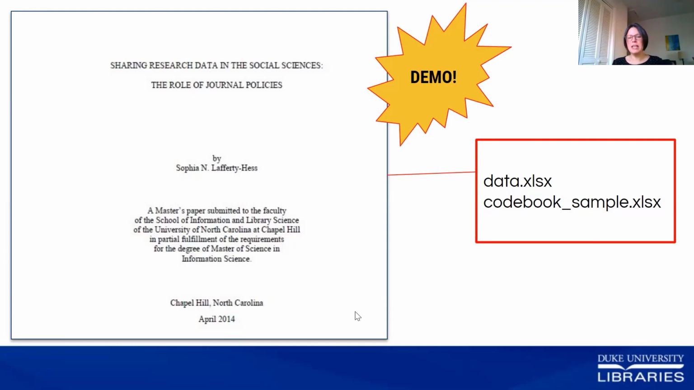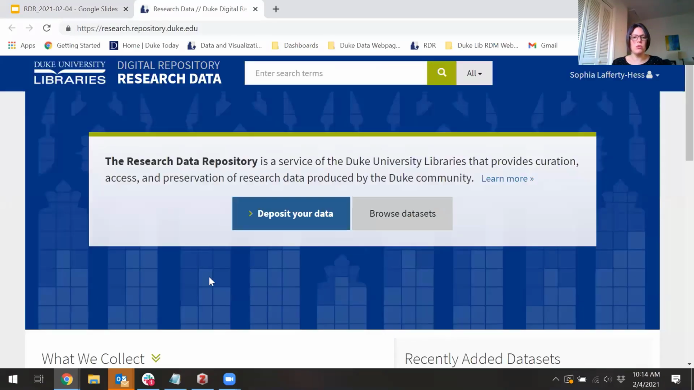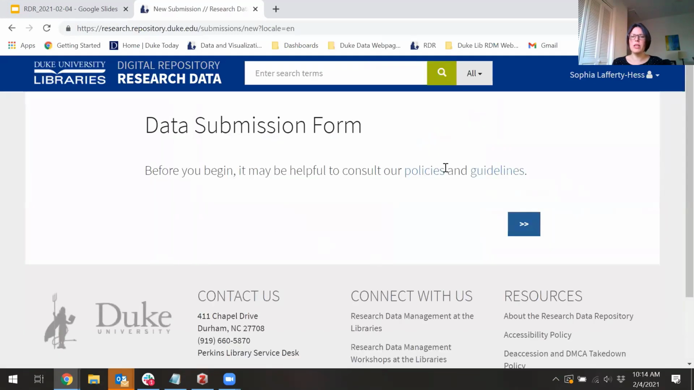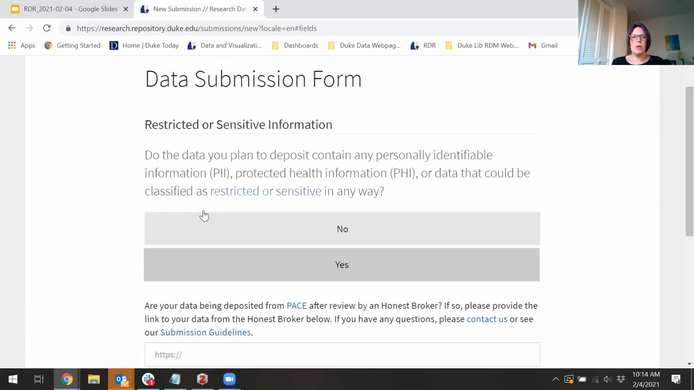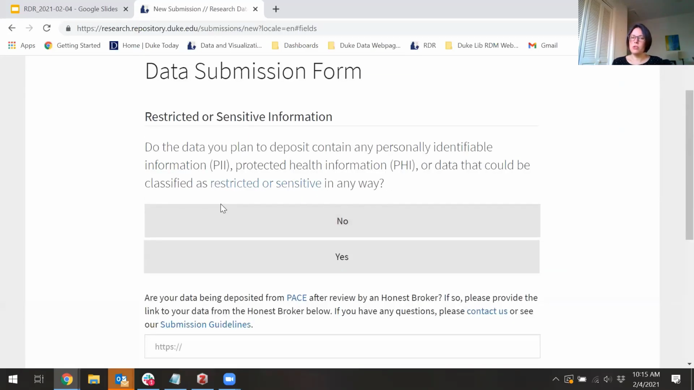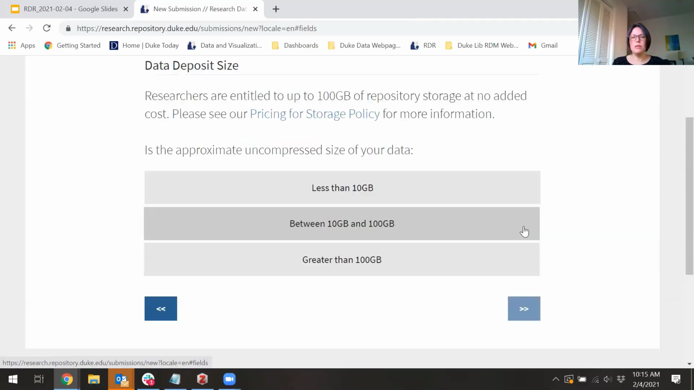So if I have my data in hand and I'm ready to deposit it, I would go to the RDR website and click on Deposit Your Data. We do link out to our policies and guidelines if you need to look at those before starting the submission process. We then ask the question: do you have restricted or sensitive information? Because again, we can't take that. If you said yes here, we would email you and have a conversation about whether there are other options for your data. I'm going to say no.